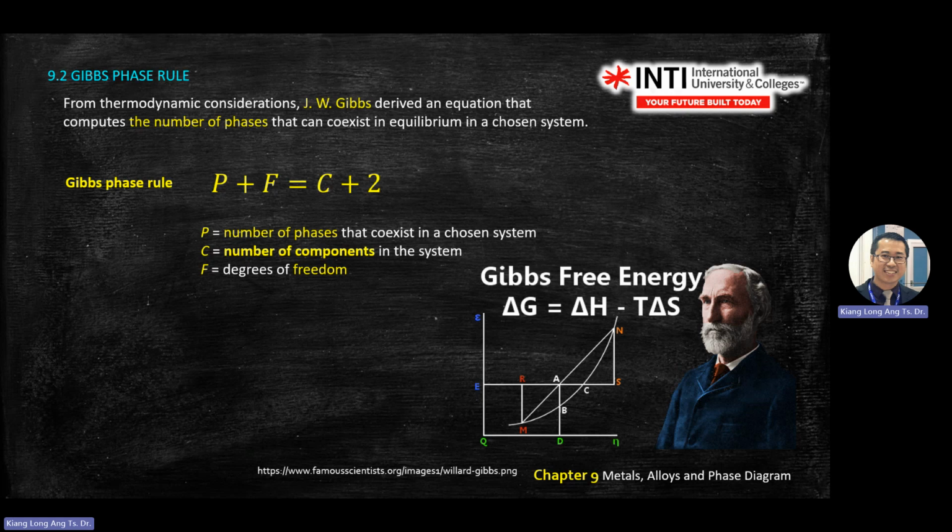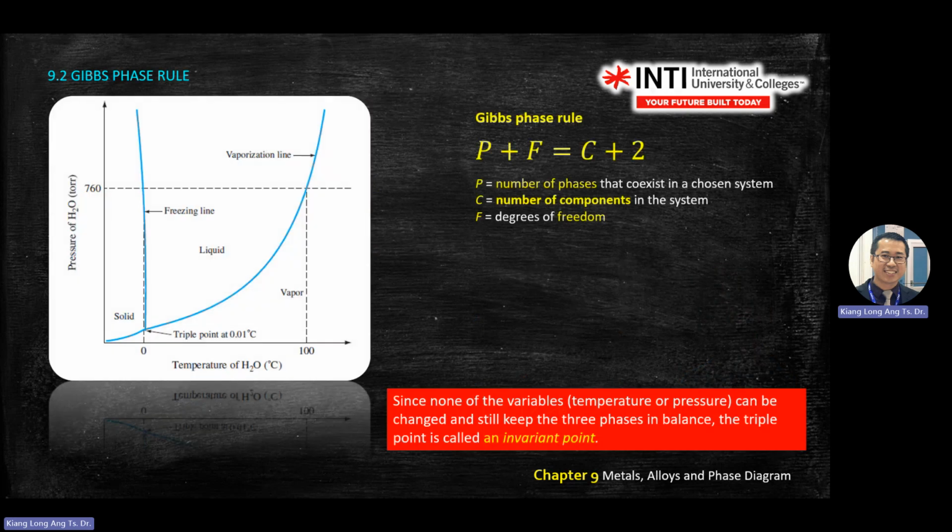The 2 here, some equation. Later I will show you P plus F equal to C plus 1. We now look at the first one first. P is the number of phases coexisting in the chosen system. F is the degree of freedom. C is the number of components in the system, plus 2. Okay, so let's look at what this one is: water.